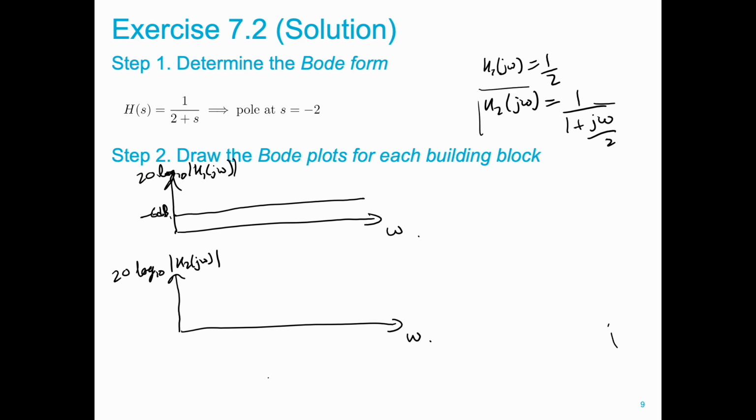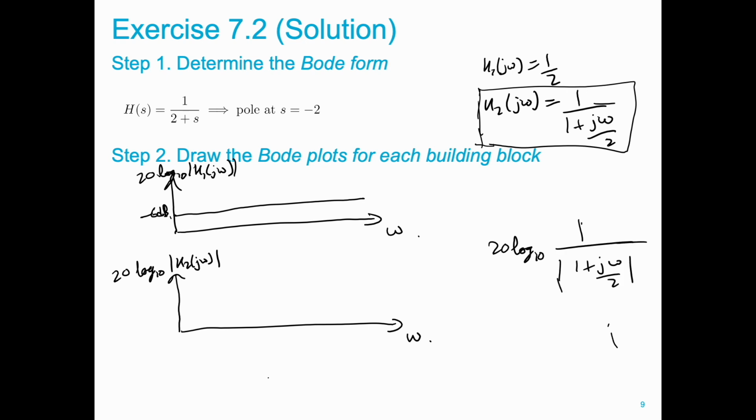Now let's take a look at the second term, which is interesting: 20 log to the base 10 of the magnitude of 1 over 1 plus j omega over 2. For very low frequencies, when omega is negligibly small, the magnitude of 1 plus j omega over 2 is determined by the constant term, which is 1. So you would get 0 decibels for very low frequency. The break frequency in this case is exactly the point where omega equals 1 over tau, as we've seen in the lecture. So 1 over tau in this case means 1 over 1/2, which is 2. So the break frequency is 2.